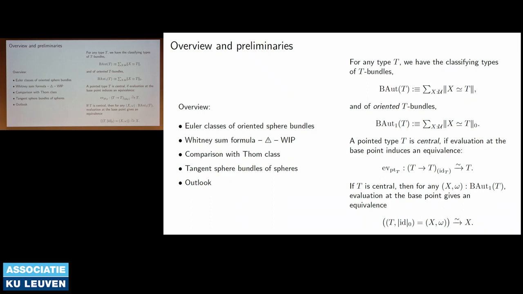And the fact is that if you have a central type T, and you take such an oriented T type, so a type that's equivalent with a set truncated equivalence to T, then evaluation at the base point gives you an equivalence in the type B Aut 1 of T. So if you have such a path, you can give an underlying equivalence, and you can evaluate that at the base point, and that gives you an equivalence to X. So if you put in the base point of B Aut 1 of T, which is T itself with the truncation of the identity, then if you put that in for X and omega, that tells you that B Aut 1 of T is a delooping of T.